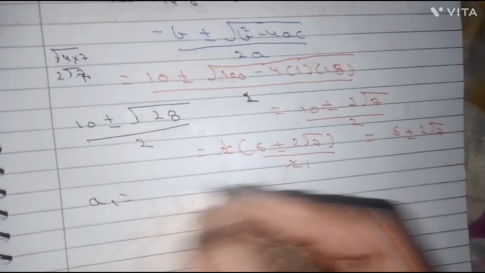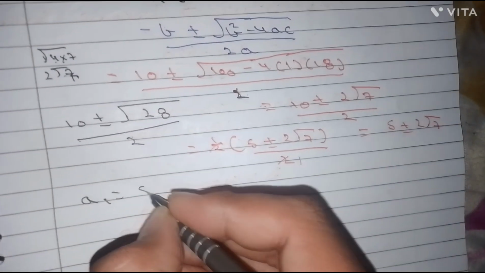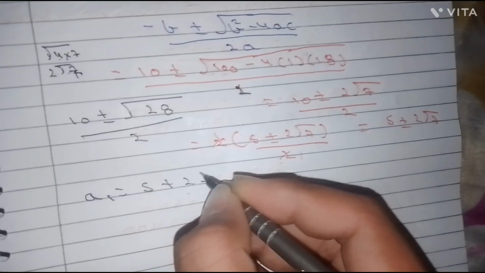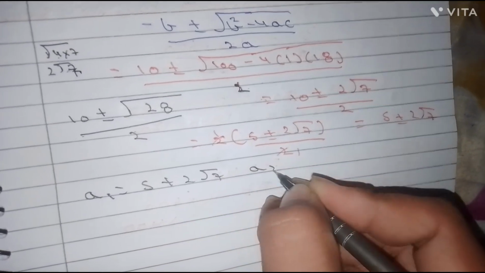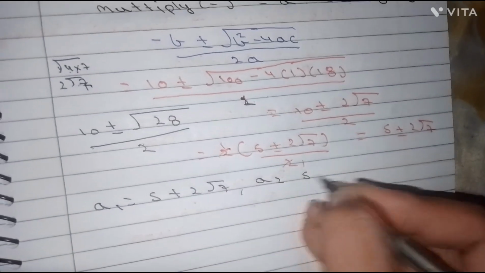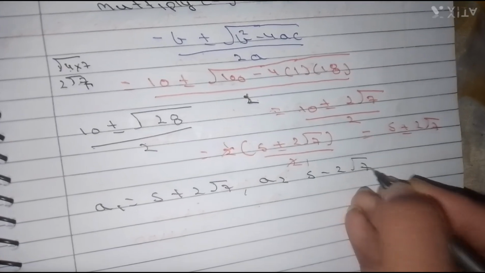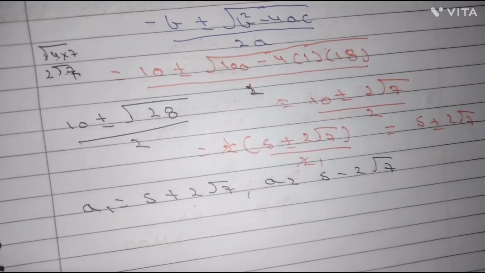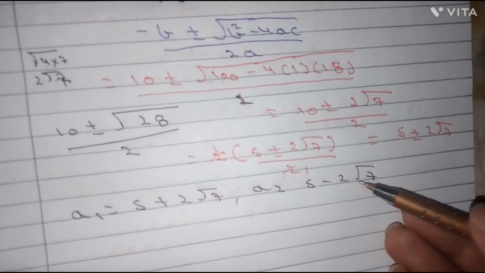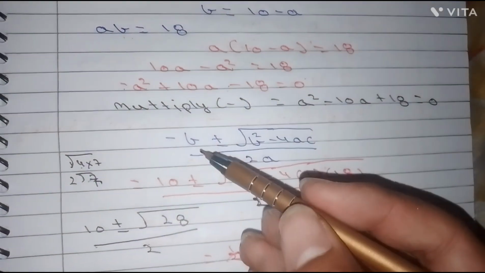We got a1 equal to 5 plus 2 root 7, positive. We got a2 as negative, 5 minus 2 root 7. So what is the last step? Here we got the a1, a2 values. We will simply put them in place of b.